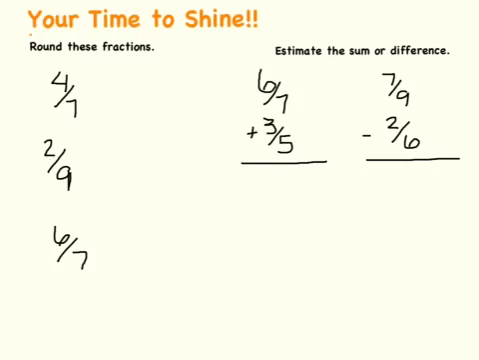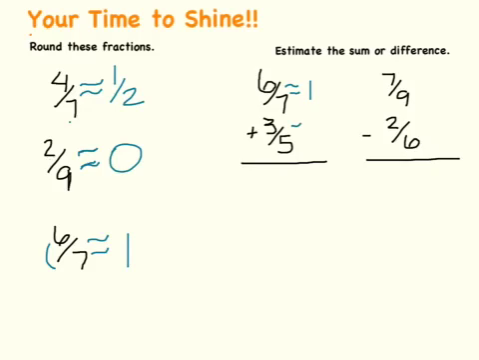Okay, since half of 7 is 3 and a half, 4 is very close to that. So you should have gotten 4/7 is approximately 1/2. 2/9, half of 9 is 4 and a half, and 2 is closer to 0 than it is to 4 and a half. So 2/9 is approximately 0. 6/7, as you can recognize from the earlier lesson, 7 is very close to 6. So 6/7 rounds to 1 whole.